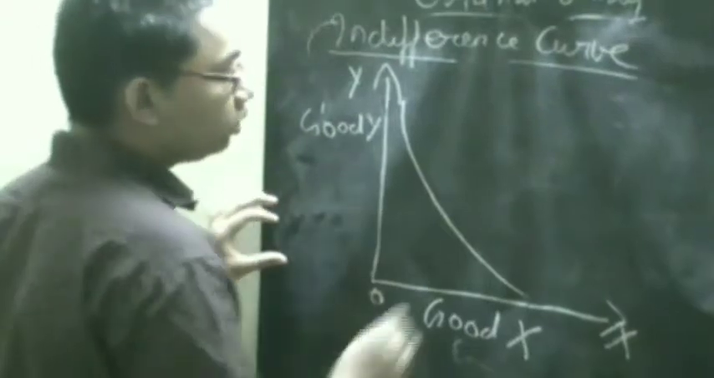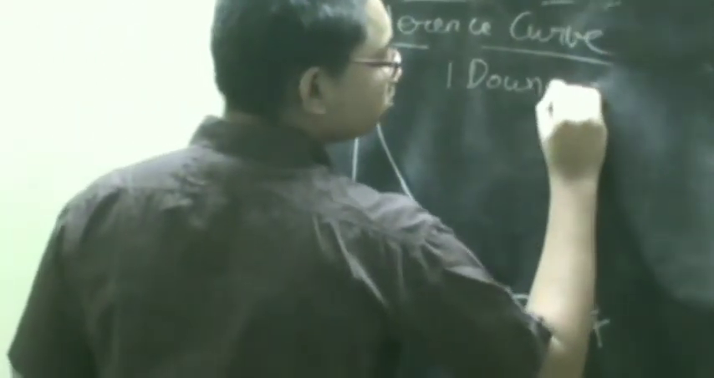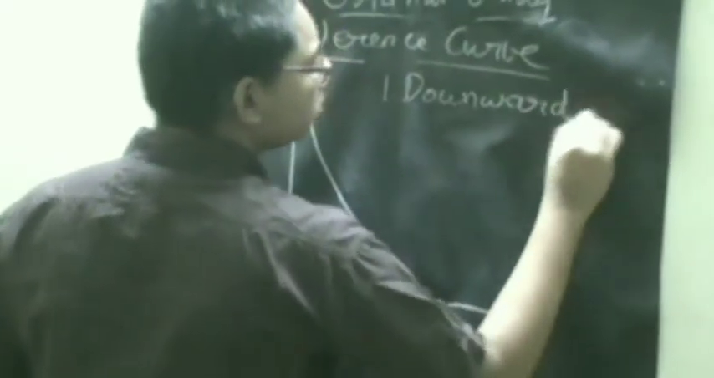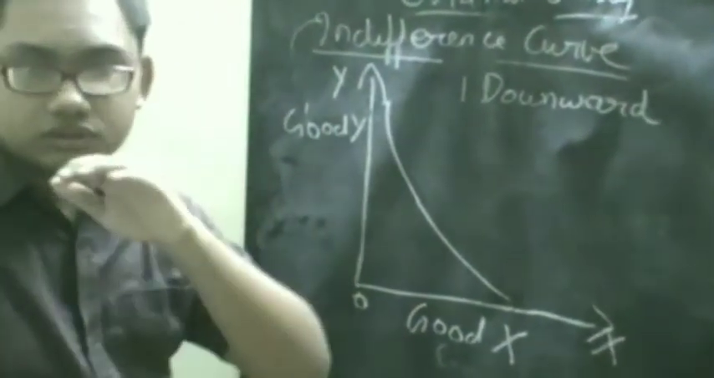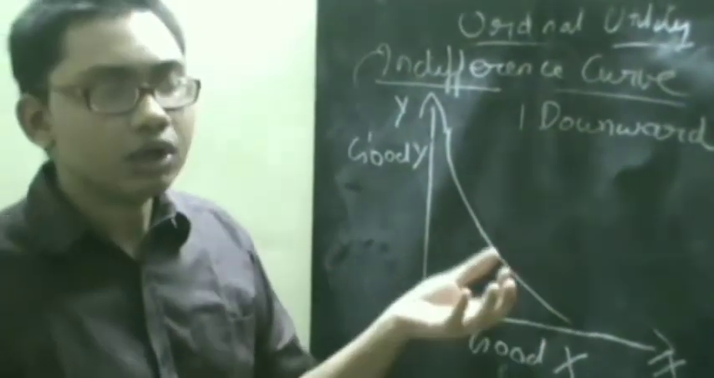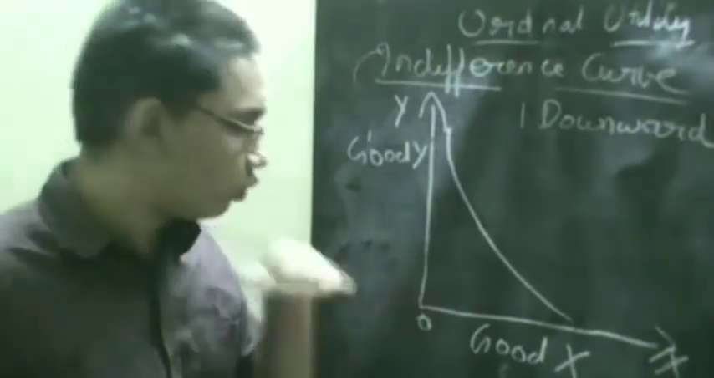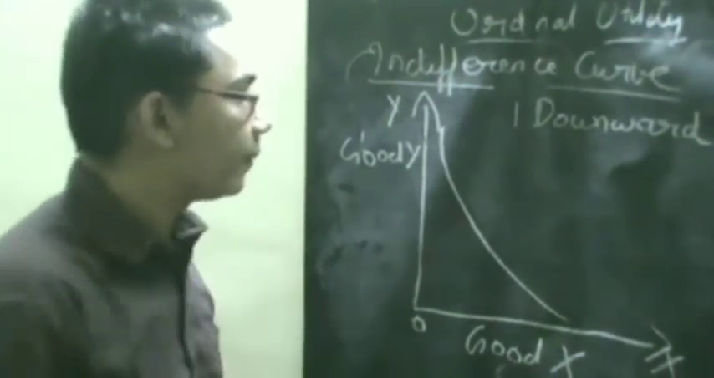Now the properties of the curve are, first, it is downward sloping. Okay, it is downward sloping. Why? The consumer needs to maintain the same level of satisfaction. So in order to increase the consumption of good X, the consumer will have to give up some of good Y.